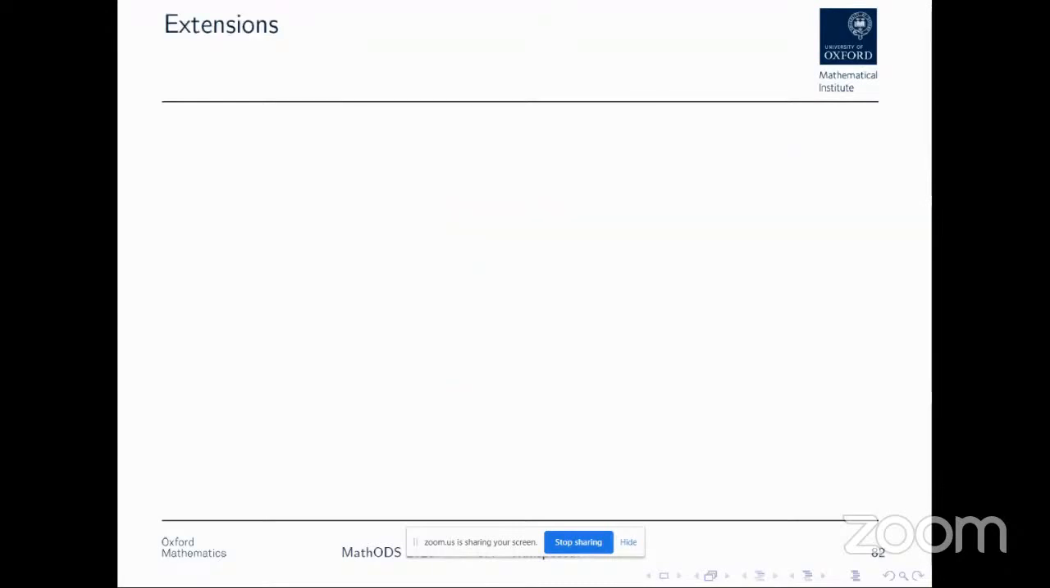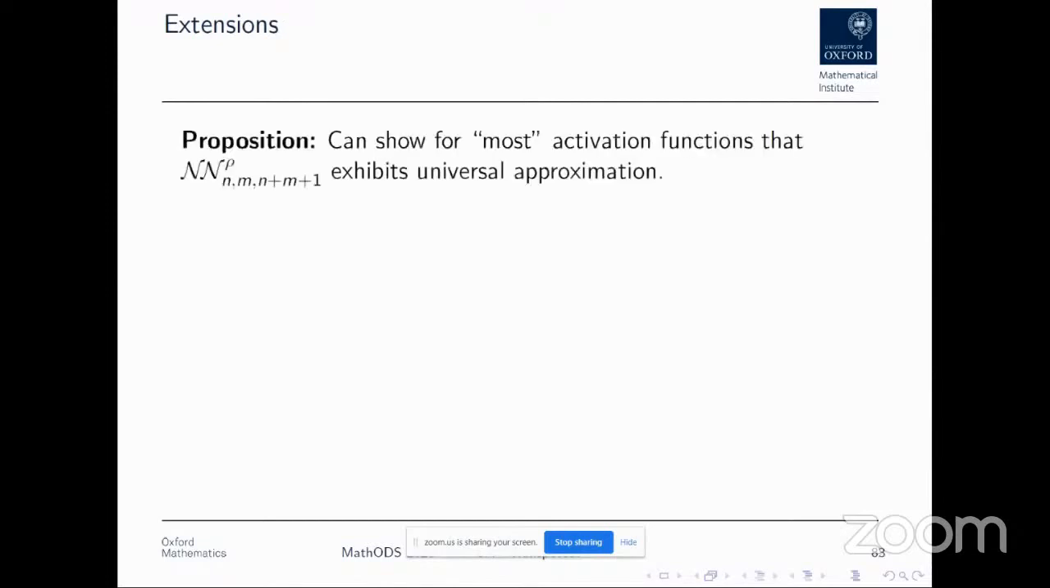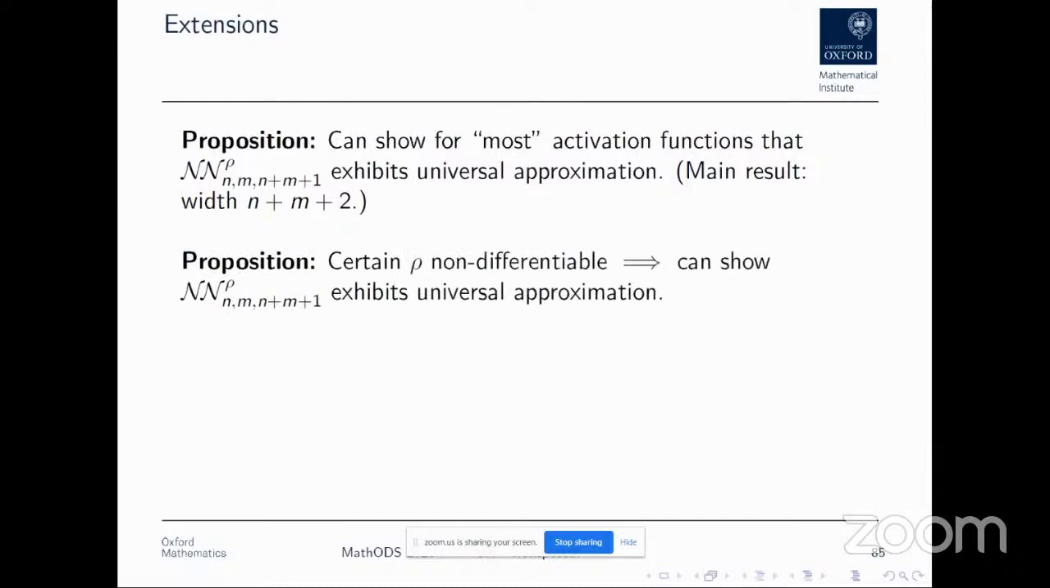Okay, so what about some extensions to what I've just been describing? If you recall, the main result had this width of n plus m plus 2. It's actually possible to show for most activation functions that you can have just n plus m plus 1. And this plus 2 is really just a technical detail that arises in one special case. So I think it's quite natural to wonder, can this be improved?